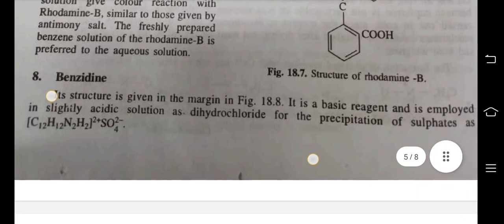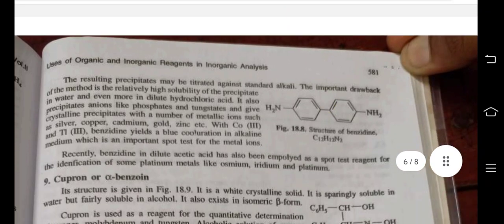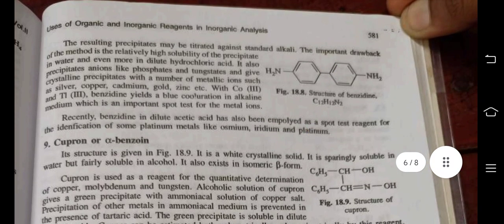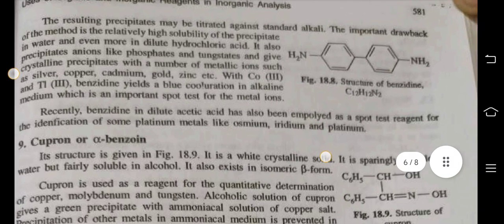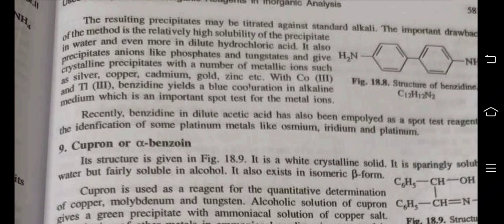Next reagent is benzidine. Its structure is shown in the figure. It is a basic reagent and is employed in slightly acidic solution as dihydrochloride for the precipitation of sulfates. The resulting precipitates may be titrated against standard alkali. The important drawback of this method is the relatively high solubility of the precipitate in water and even more in dilute HCl.